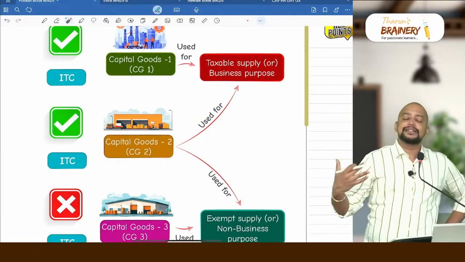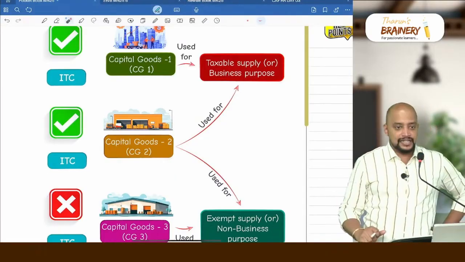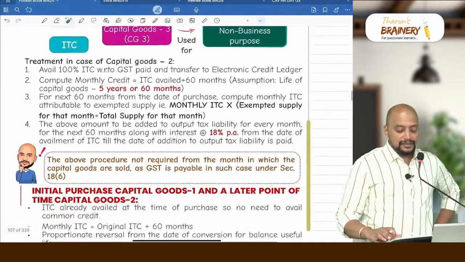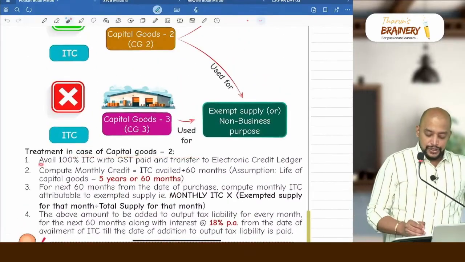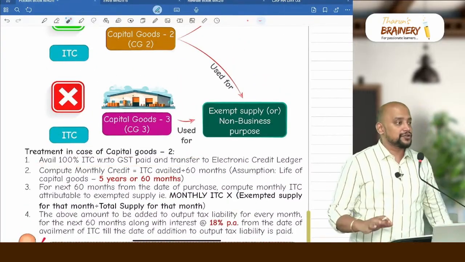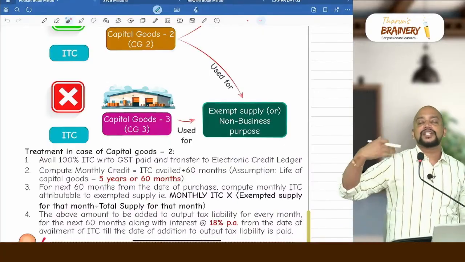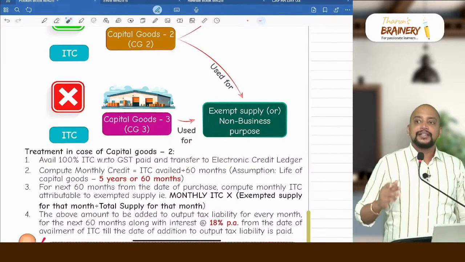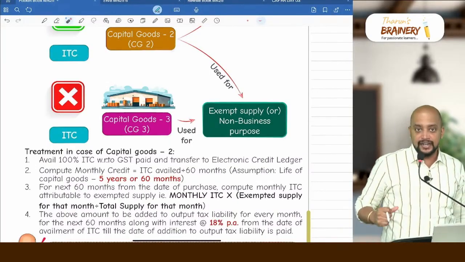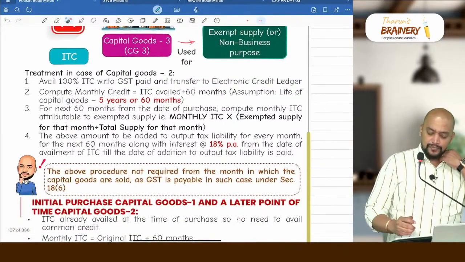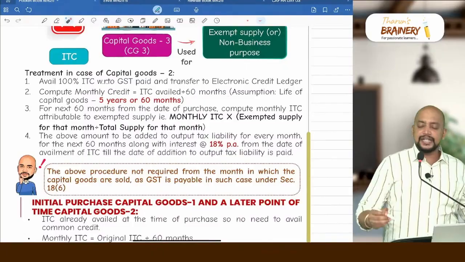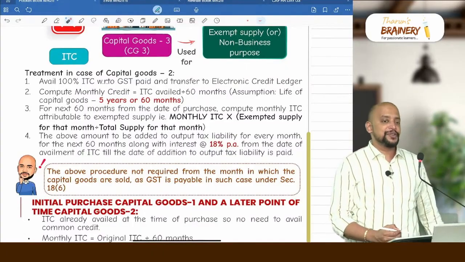Over a period of 60 months, I need to reverse the ITC. Therefore, I need to take monthly ITC. So see the treatment in case of capital goods too. First you avail the 100% ITC with respect to GST paid, and that you will transfer to the electronic credit ledger. Thereafter you need to compute monthly ITC. What is monthly ITC? Total ITC divided by 60. You will get monthly ITC. So here the life of the capital goods is assumed to be 60 months.